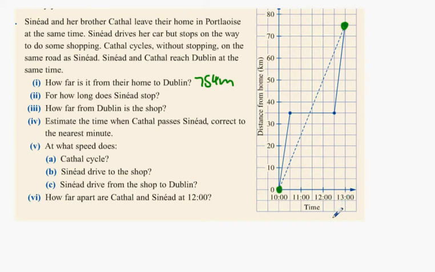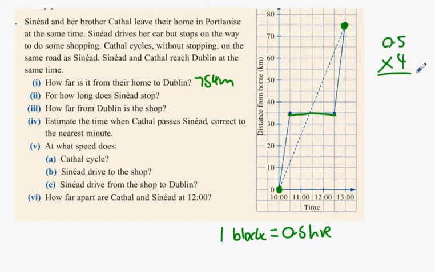Half an hour or 30 minutes. So each block, 1 block is worth 0.5 of an hour. So how many blocks did she stop for? 1, 2, 3, 4. 4 blocks. So what's 4 multiplied by 0.5? 4 multiplied by 0.5 is going to get me 2 hours. She stopped for 2 hours.